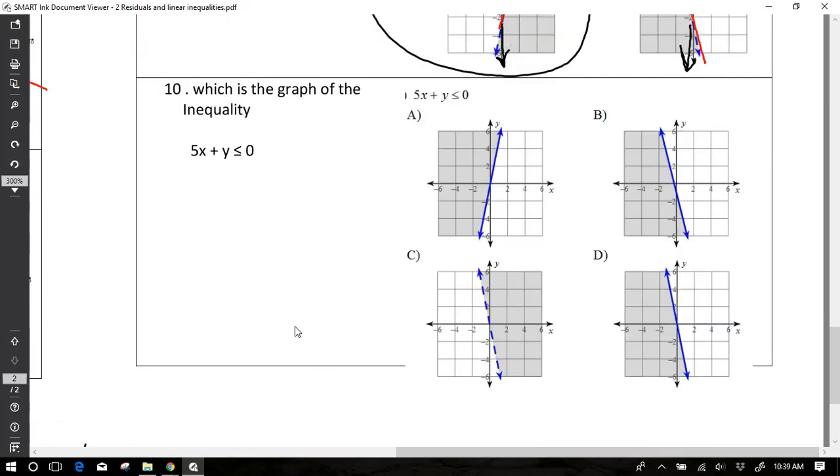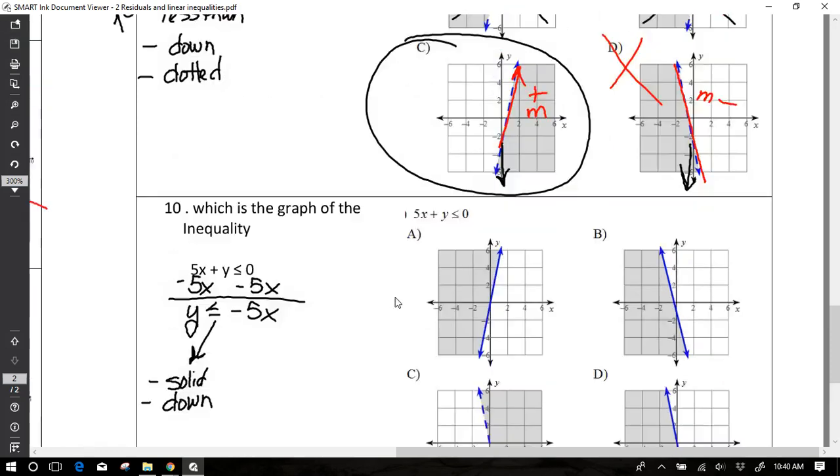And then our very last example. Okay. So what I'm going to do is solve this to get the y by itself. That's what I want to do first. So let's subtract our 5x. Y is less than or equal to -5x. So let's begin by looking for, this would be a solid line that is going down. So those are the first two things I look for.